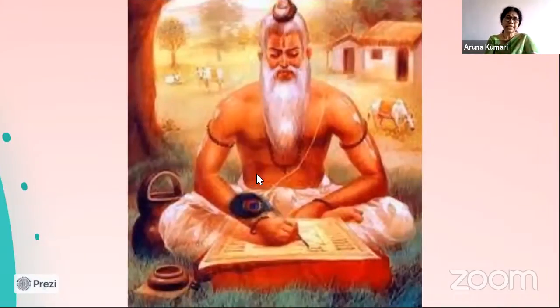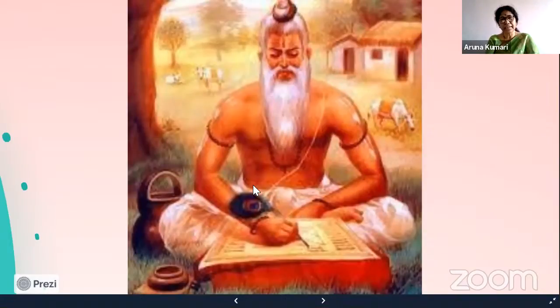See, Baudhayana was like this. In those days, the scholars were like this. Nowadays, those who are scholars do not look like this; they wear some dress. In those days, scholars were like Munis and Rishis. They were known as scholars.